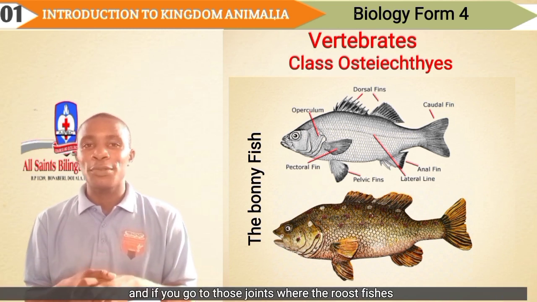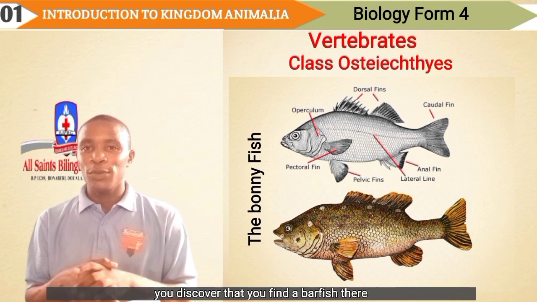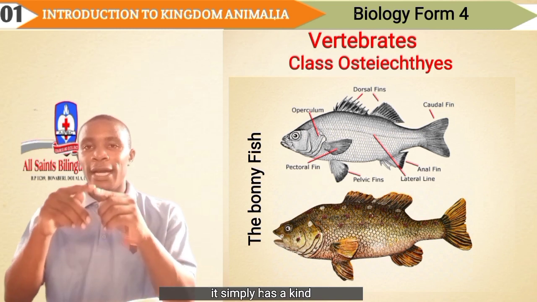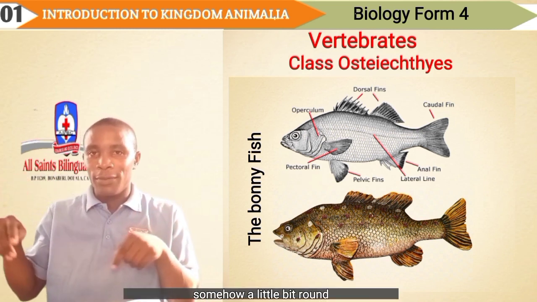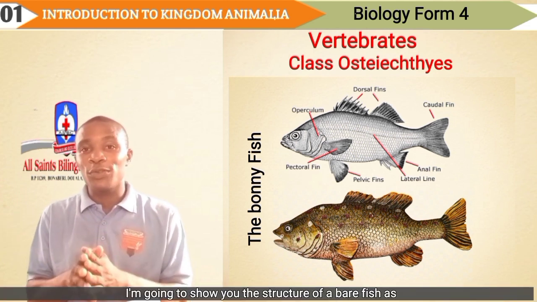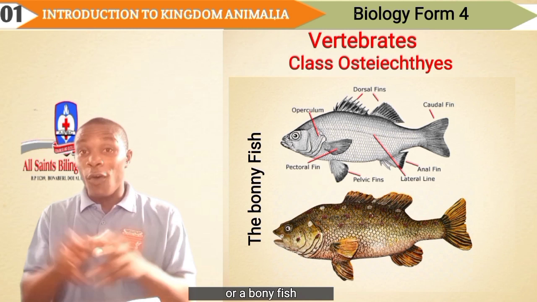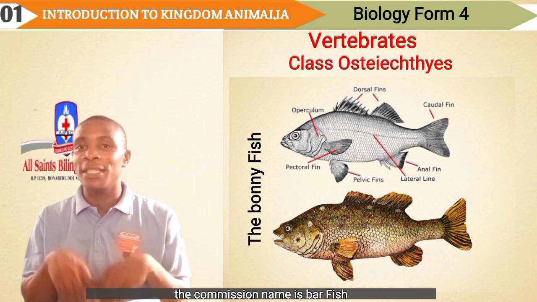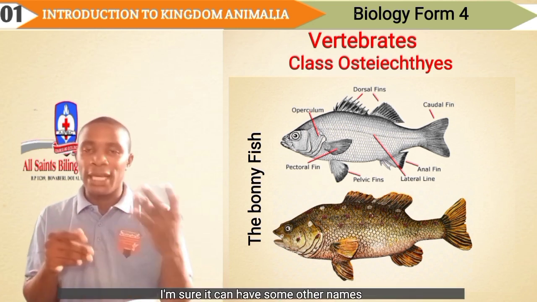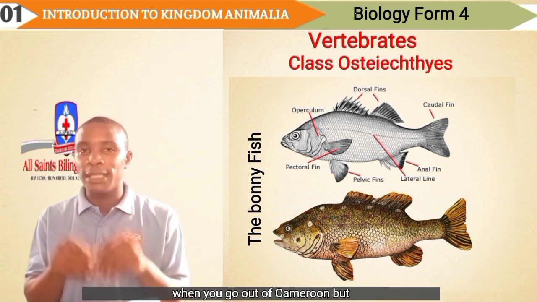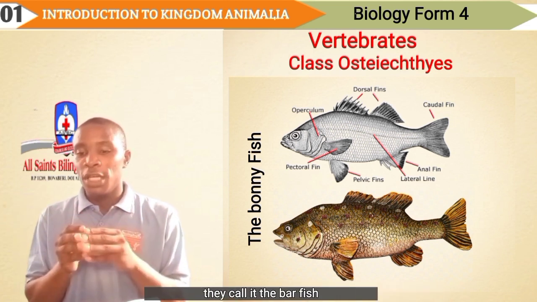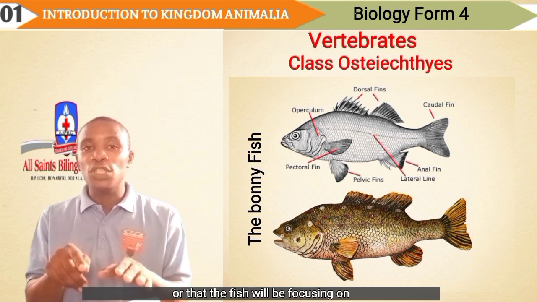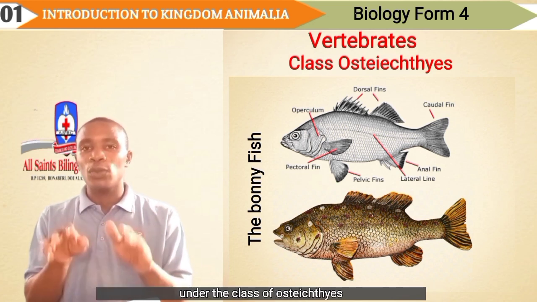And if you go to those joints where they roast fishes, you find a bar fish there. It is somehow a little bit round and so on. Well, I'm going to show you the structure of a bar fish, or a bony fish. The real name is bony fish, but when you go to the market, the commercial name is bar fish here in Cameroon. I'm sure it can have some other names when you go out of Cameroon, but here in Cameroon, they call it the bar fish. Okay, good. So, that's the fish we'll be focusing on under the class Osteichthyes.